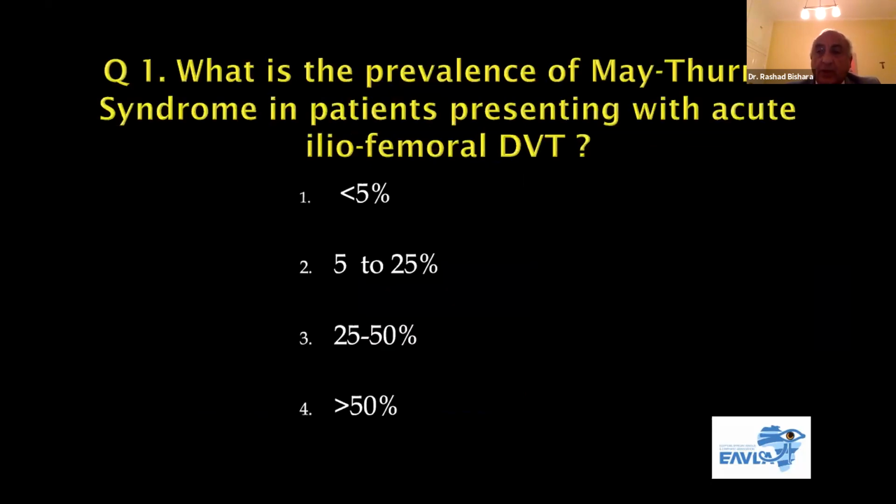This is a question for you. I would like to know your answers. That's question number 1 in the poll. If you please put the poll. What is the prevalence of May-Turner syndrome in patients presenting with acute iliofemoral DVT? Please answer 1 for less than 5%, 2 for 5 to 25%, 3 for 25 to 50%, and 4 for greater than 50%. What's the prevalence of May-Turner syndrome in patients presenting with acute iliac vein thrombosis? A few seconds to get the answers. Please submit your answers.